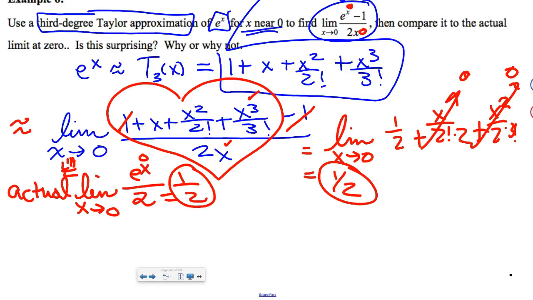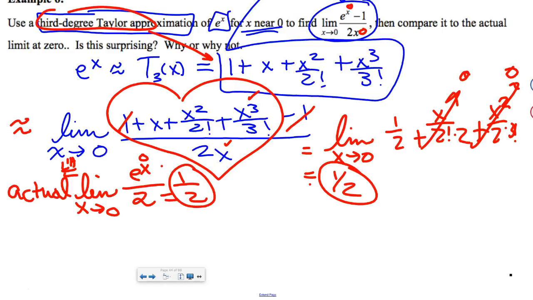So the actual and my approximation, just to repeat what I did, they told me to use a third degree Taylor polynomial for e to the x. So I wrote it out. I stuffed it in for e to the x. This right here is an approximation. This is the exact limit. It says, is this surprising? And the answer should be no.